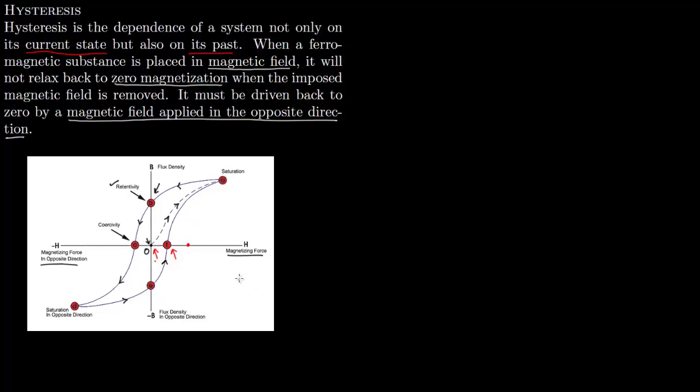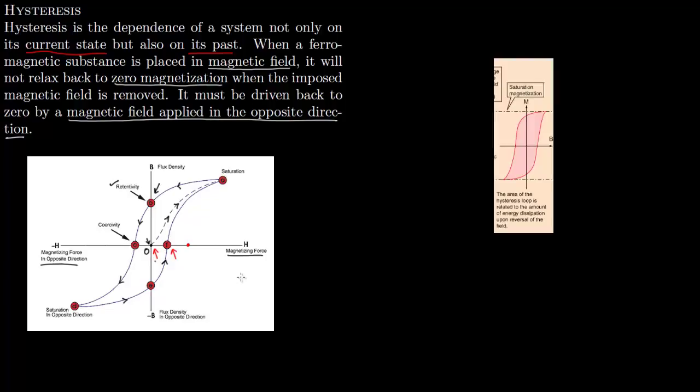Now this hysteresis is important in deciding what materials to use for transformers or for permanent magnets. So let us see this. Notice this figure. You have a saturation magnetization. This is the saturation point. That is the most magnetization the material will get if you keep on applying magnetic field to it. And this is the area of a hysteresis loop.